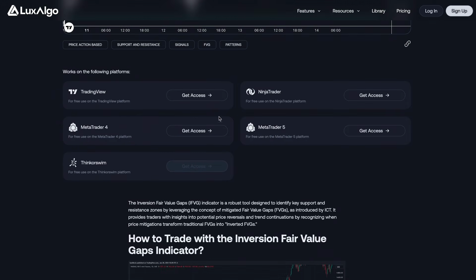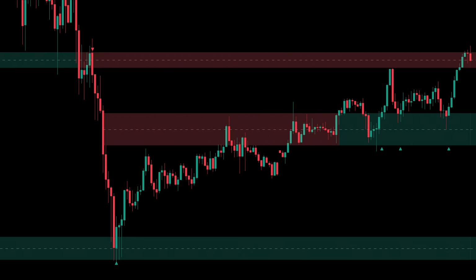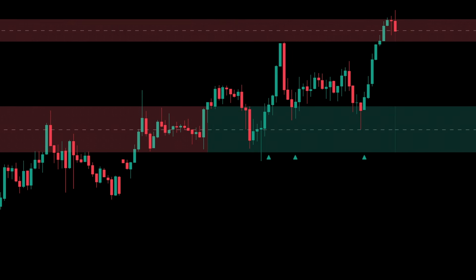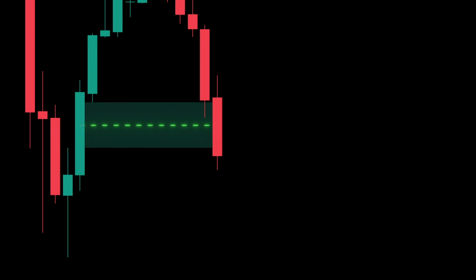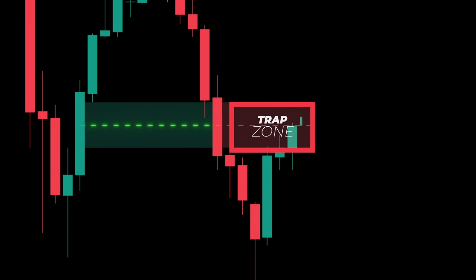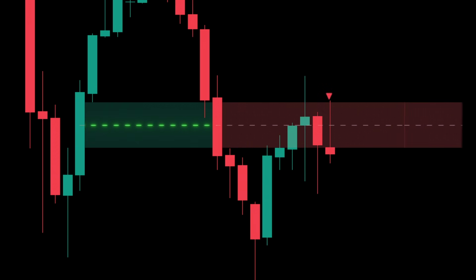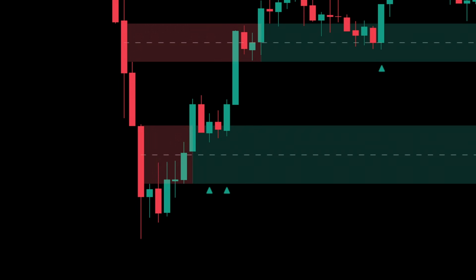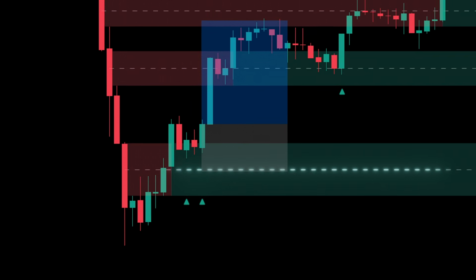When you first load the Inversion Fair Value Gap indicator onto your chart, you'll notice that imbalances are marked in green and red, with small arrows plotted beside them. For instance, when a bullish fair value gap is identified, the zone initially appears in green. However, once price breaks through that level, the same area turns red and extends forward on the chart. This shift signals a potential trap zone, and if price returns to the red area, briefly enters and exits it, a triangle appears beneath the candle, highlighting the ideal entry point for a trade. Each of these zones also includes a midline, which can be particularly useful for placing stop losses with greater precision.